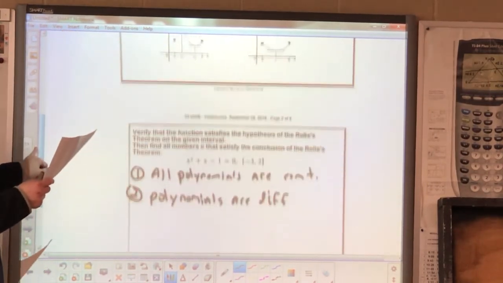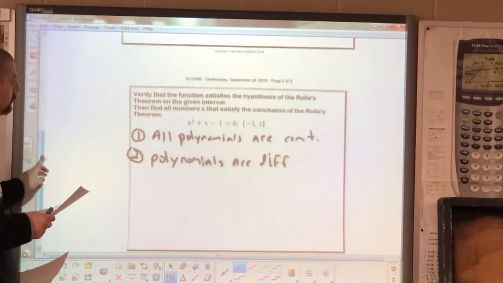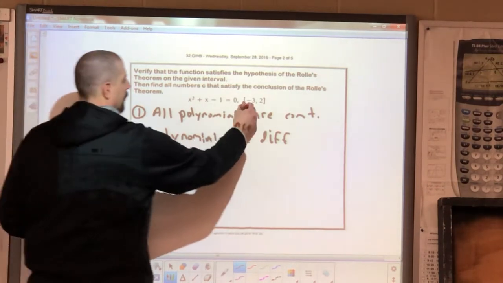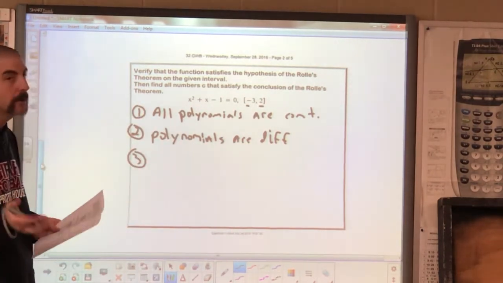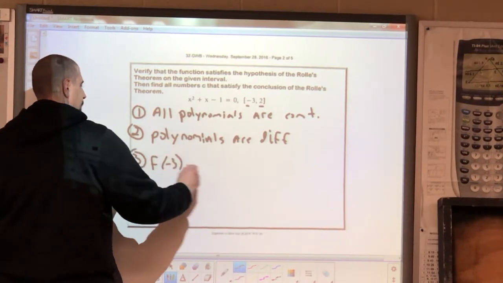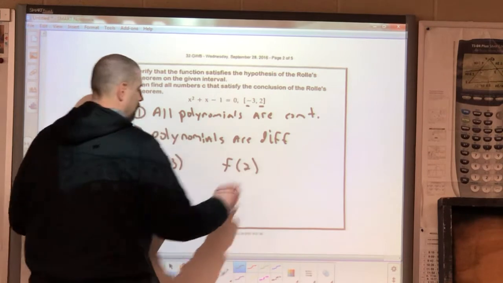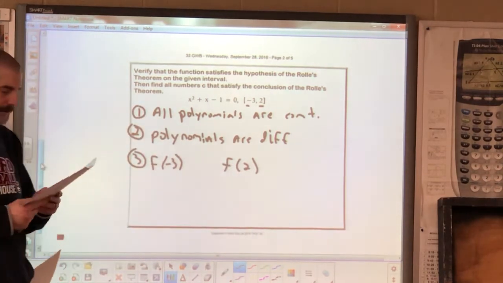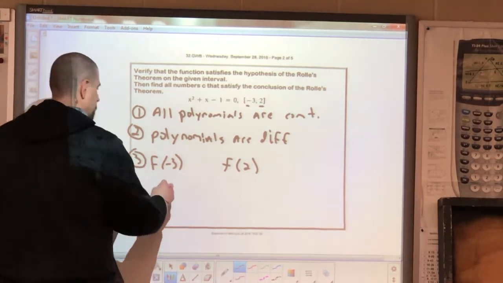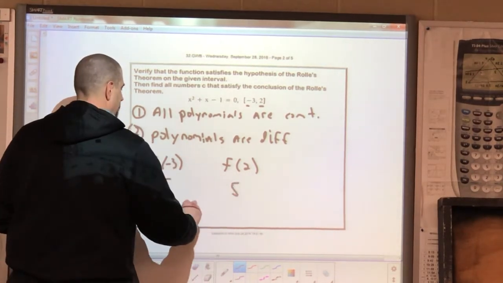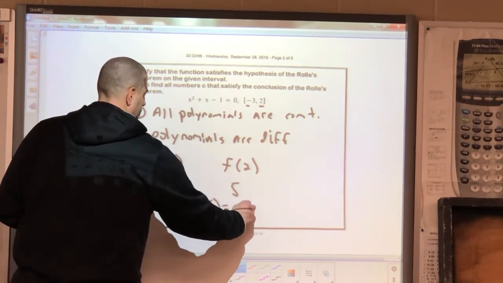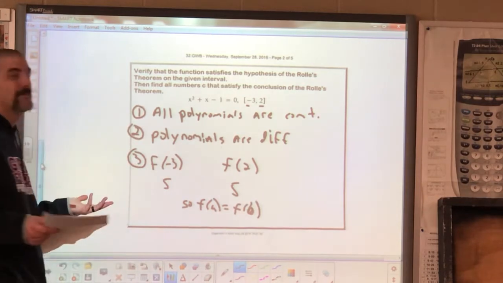Lastly, we want to take f of a and see if it equals f of b. For part 3, here are your 2 endpoints, so you want to check that closed interval. We want to take f of negative 3, and f of 2. Go ahead and plug those in and see what numbers you get. After pausing the video, you should see that you get 5 and you get 5. So f of a equals f of b. So Rolle's theorem, pretty easy.